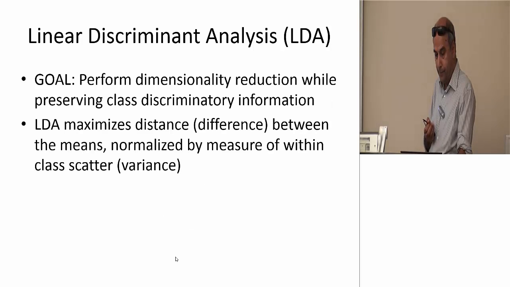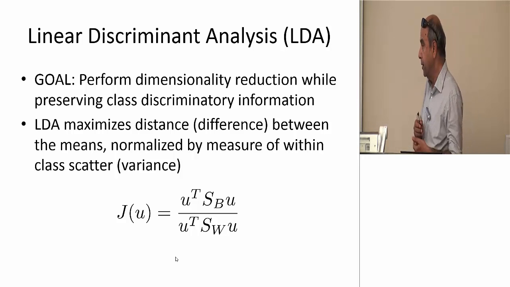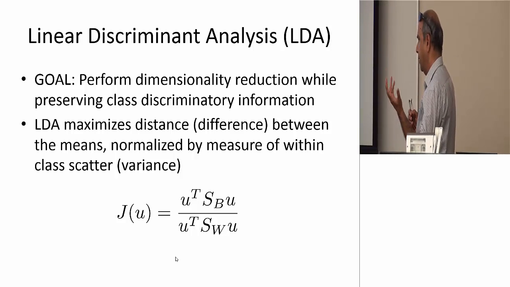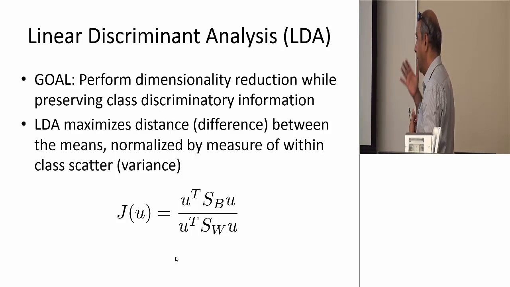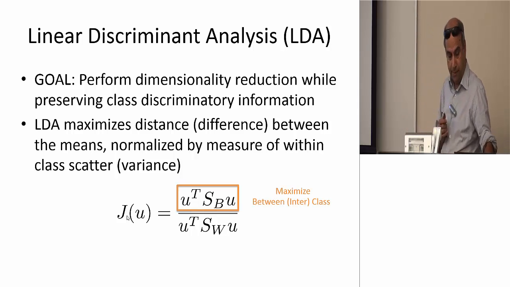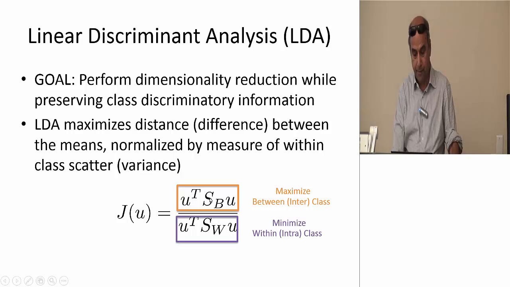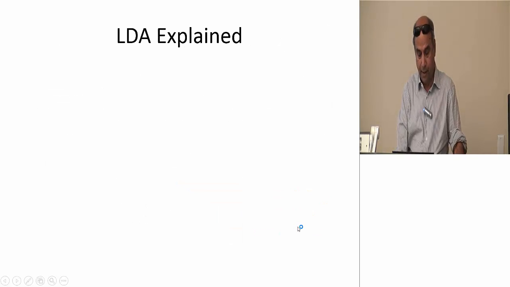Same thing, and this was a function that we want to optimize. We want to find U. In the other case it was W. Again, SB, SW, just repeat. And this is your between class, and this is your within class.